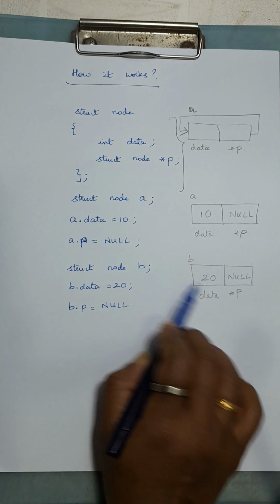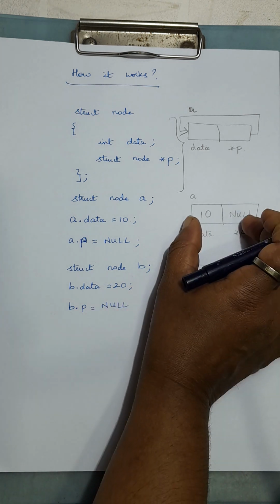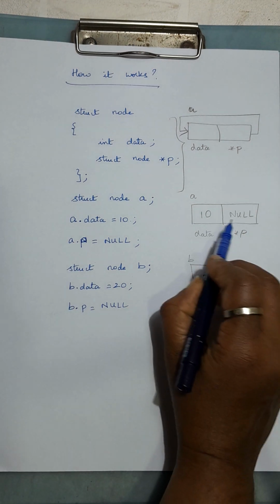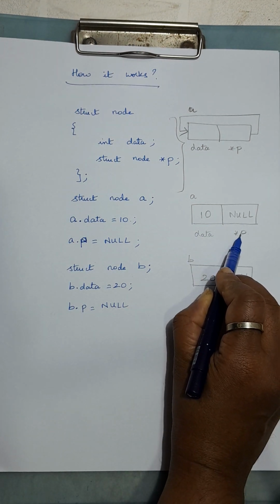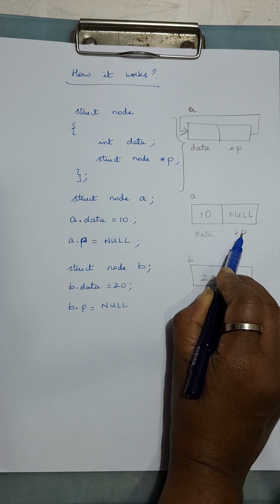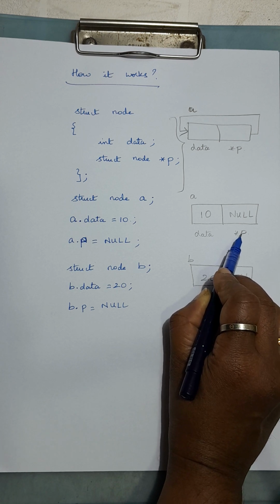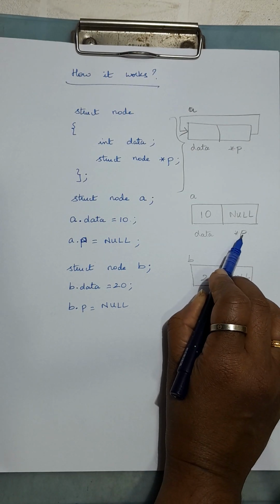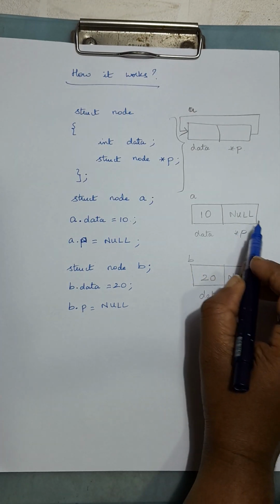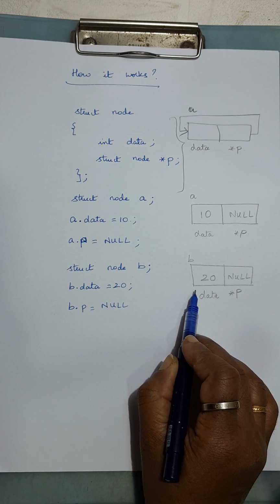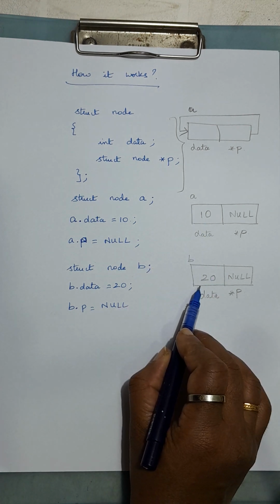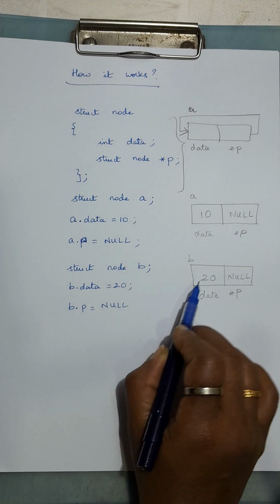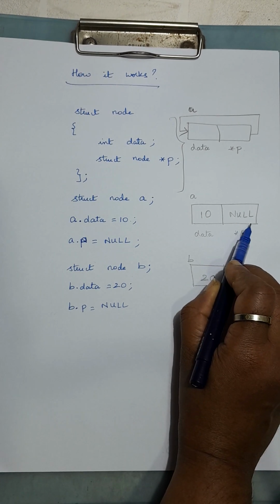Now I am going to link these two nodes. How do I link? A dot P. Now P is a pointer variable. Since it is a pointer variable, what is the definition of a pointer? A variable that holds the address of another variable. So P will hold the address of another variable. I wanted to link node A and node B. So when node A is linked with node B, the address of B should be stored in P, right? Address of B should be stored in P here.